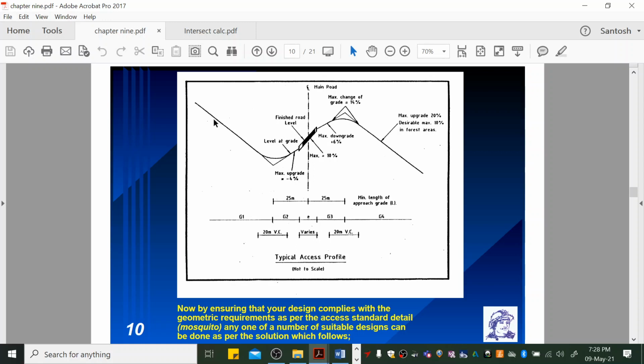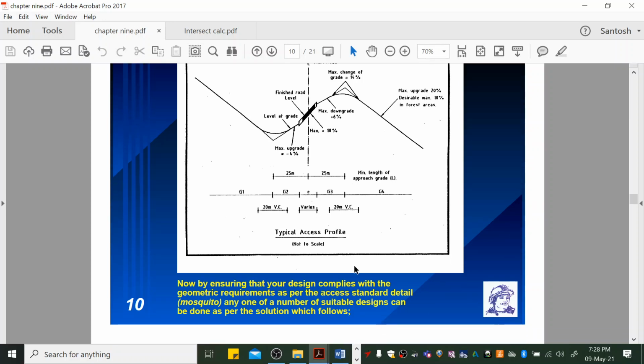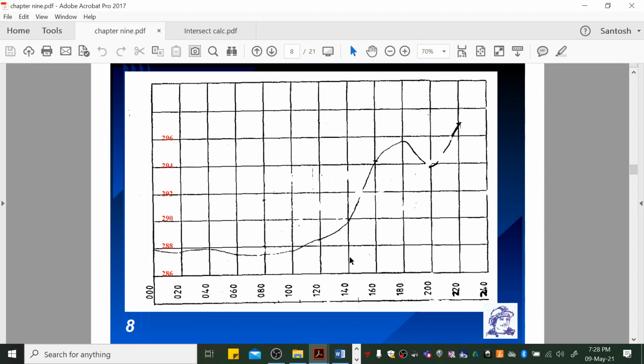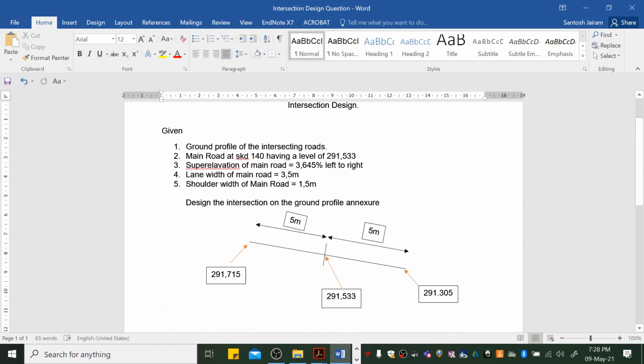So this is a standard specification that we use, or the mosquito diagram that we use with all the grades and changes of grades and distances from changes of grades from the center line that we will use on this ground profile here to be able to design the intersecting roads. If we look at it, we're given the ground profile. The main road is at SKD 140 having a level of 291.533. Super elevation of the main road is 3.645%, meaning it's got a 3.645% fall from left to right. Lane width of the main road is 3 meters. Shoulder width of the main road is 1.5 meters. So all this here is given.